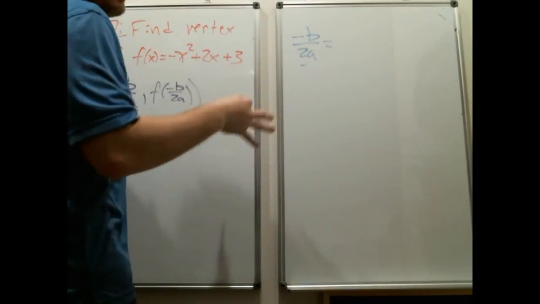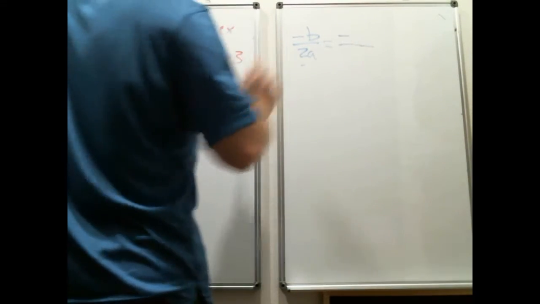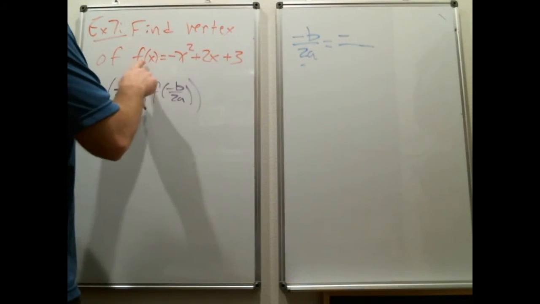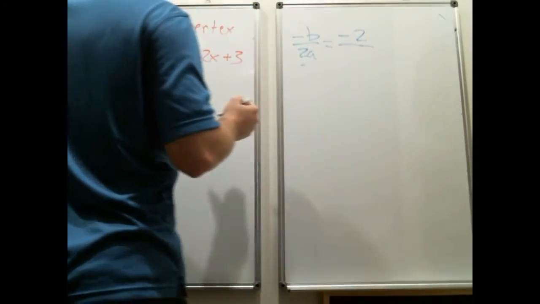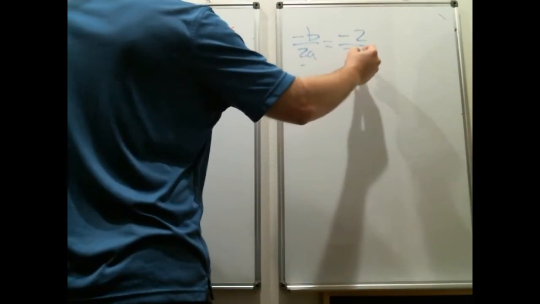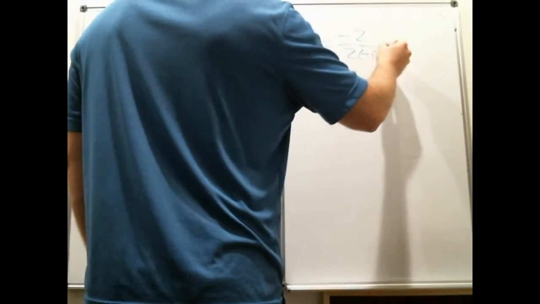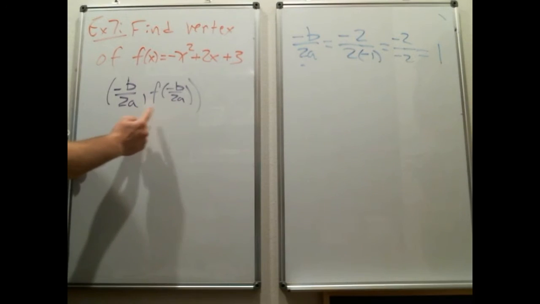So I would recommend doing it like this every time. You have this divide sign and you have the minus. That's all part of the equation. And so now we need to find b. You come over here and b is positive 2. And then the bottom is 2 times a, and a is -1. So this gives you -2 over -2, which is a +1. So this tells you that negative b over 2a is 1. So now you can replace that in these two spots.